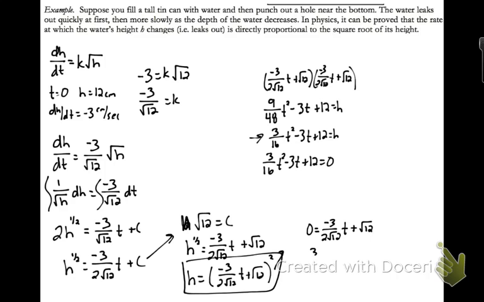So when are the two pieces equal to one another, or multiplying both sides by 2 root 12, when does 3t equal 24? This is when t equals 8. Our time in this case was seconds, so this would be 8 seconds. So there's our example from other kinds of exponential growth.